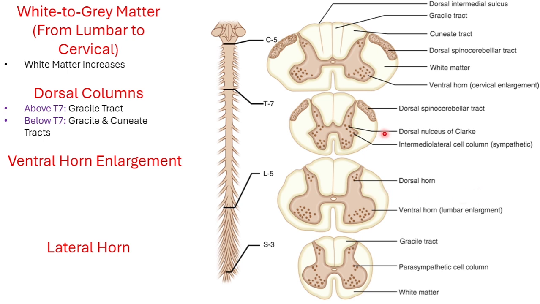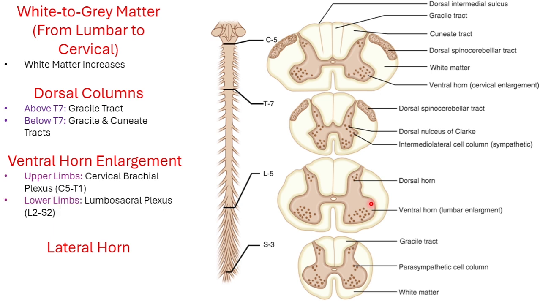So for the upper limb, we have a ventral horn enlargement at the cervical level. There's a ventral horn enlargement at the C5 to T1 level, and this is the level of the brachial plexus innervating the upper limbs. And we have a similar ventral horn enlargement in the lower limb corresponding to the lumbosacral plexus innervating the lower limbs at the level of L2 to S2.